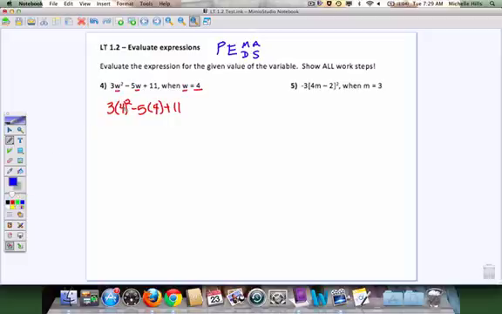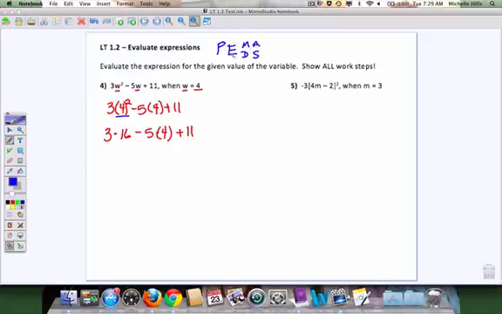So the first thing I'm going to do, I don't have any operations inside parentheses. What's inside parentheses is just 4. So the next thing is to take care of this exponent, which means I get 3 times 16, because 4 squared means 4 times itself. And then minus 5 times 4, I can take that out of parentheses if I want to, or just leave the parentheses around the 4 either way, plus 11. So I don't have any exponents left.